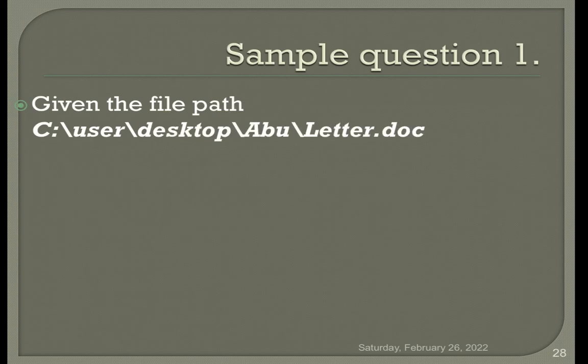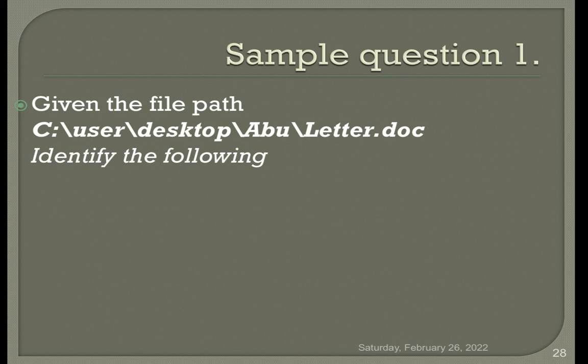I have this sample. Given the file path, C, user, desktop, abu letter.doc, identify the following. This is a question. When you're saving, your file goes through what we call a file path. Now, when you're locating it, you click Start, go to My Computer, go to C. Where did you save? That's what we call a file path. So that question is C user abu letter.doc, and we want you to identify the following here.